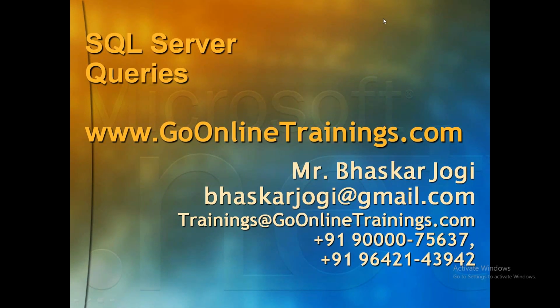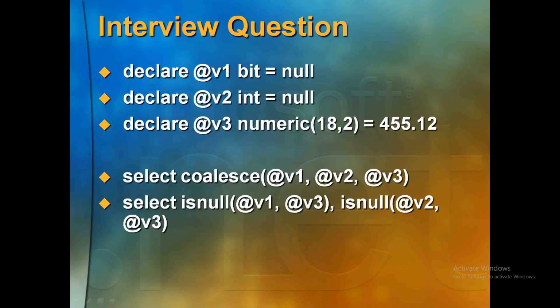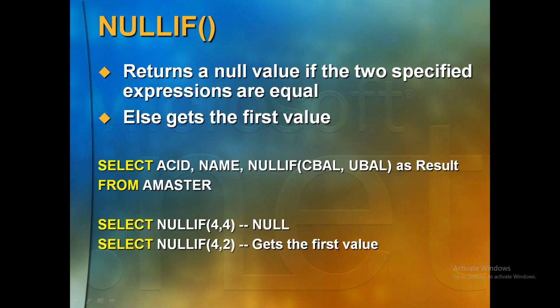So, yesterday we discussed the COALESCE function and ISNULL and how to concatenate null values and all these things. Let us discuss a few more things today. One more function we have, that is NULLIF. ISNULL is something different and NULLIF is something different. So, what is the meaning of this?